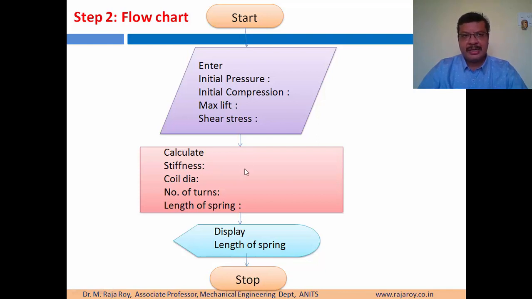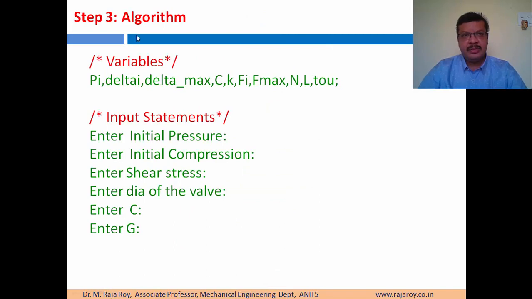After the flow chart is ready, then you can write the algorithm. So algorithm consists of various blocks in the program. First you have to display the variables. This is the variables declaration section. You have to declare all the variables here. So pi, delta, delta max, ck, fi, fmax. So here all the variables you have to declare with English alphabets only. You cannot use the Greek letters, alpha, beta, delta, all those letters you can't use here. Only English alphabets and numbers you can use.